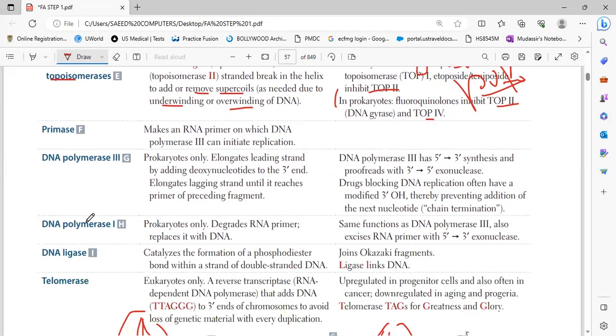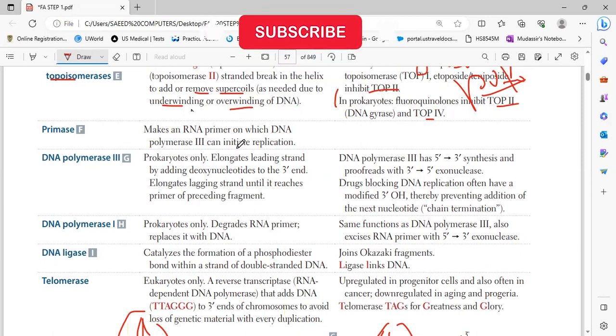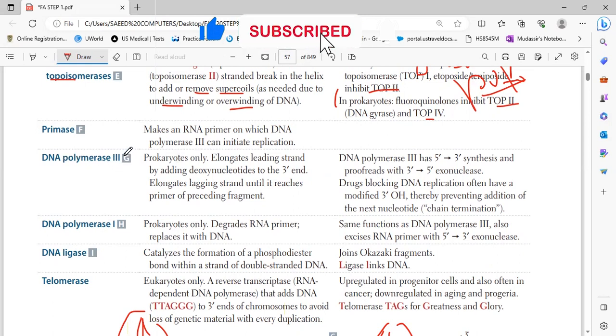Then is the primase. It makes an RNA primer on which DNA polymerase can initiate replication. Replication cannot start without a primer. Why? Because DNA polymerase makes the new DNA, but it needs some base. Here you will have the RNA primer.